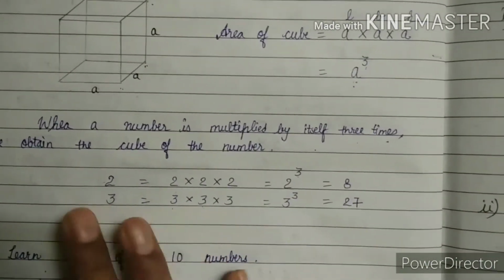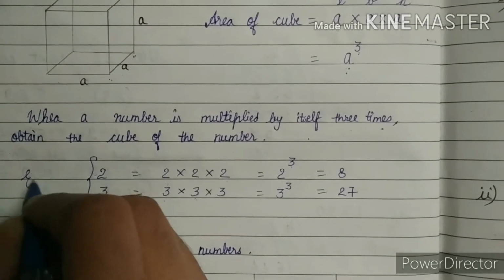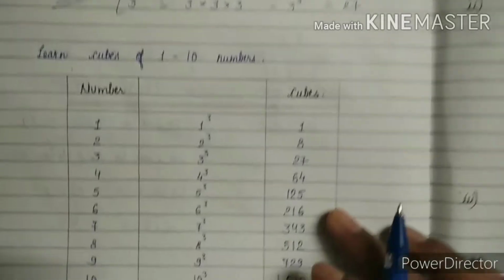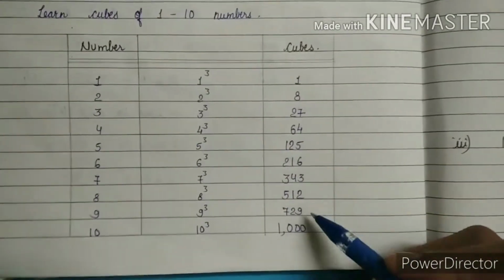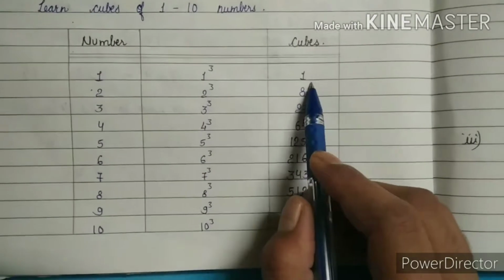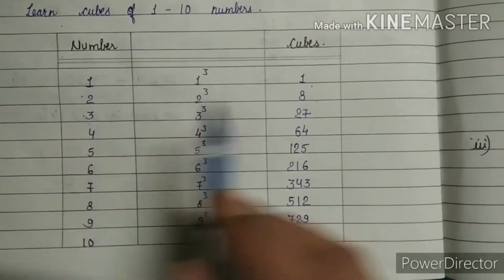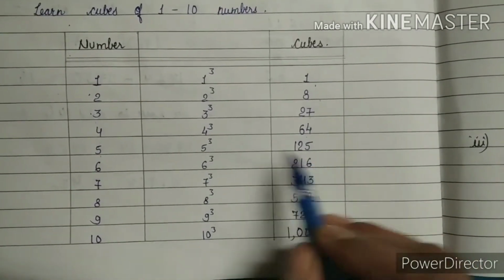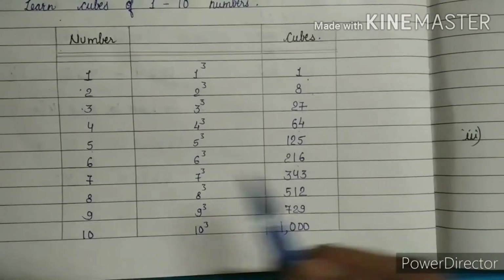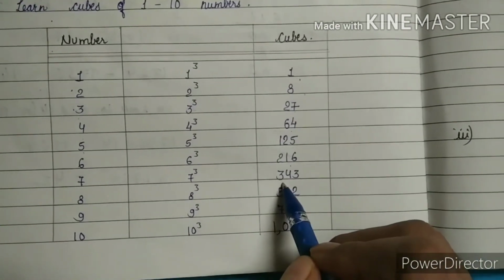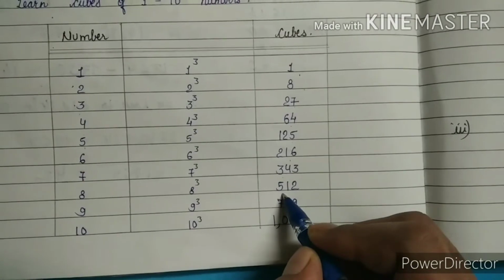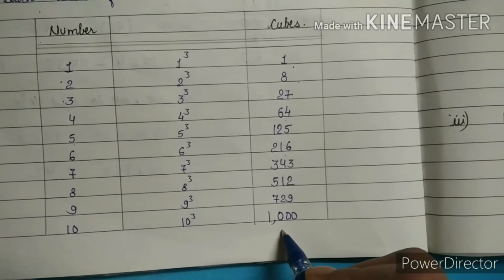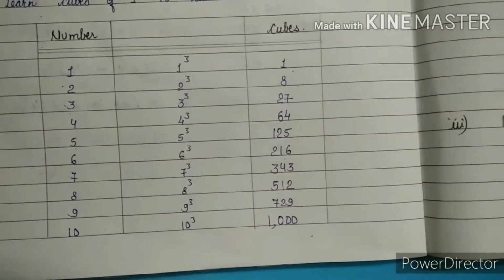This was only for example, but you should learn the cubes of the numbers from 1 to 10. Here they are: 1 cube is 1, 2 cube is 8, 3 cube is 27, 4 cube is 64, 5 cube is 125, 6 cube is 216, 7 cube is 343, 8 cube is 512, 9 cube is 729 and 10 cube is 1000. So this we have to use.